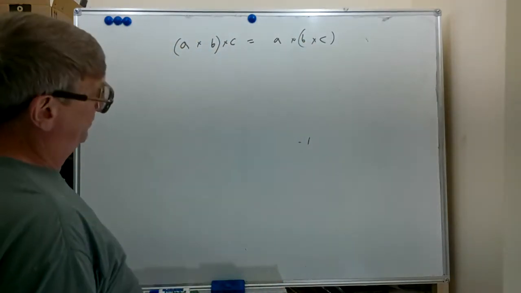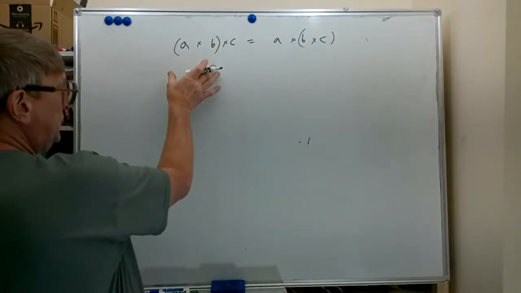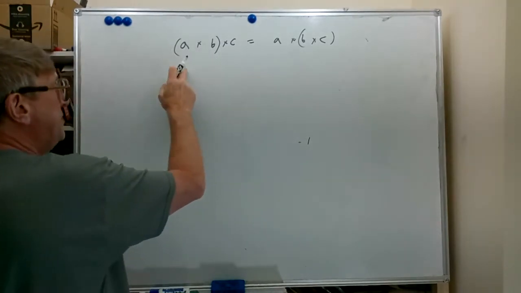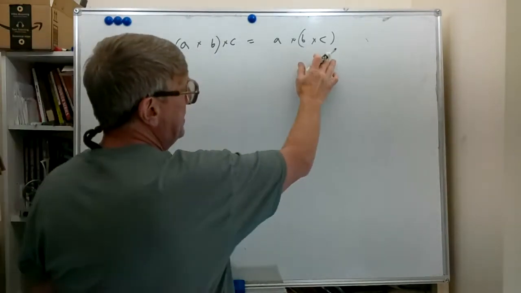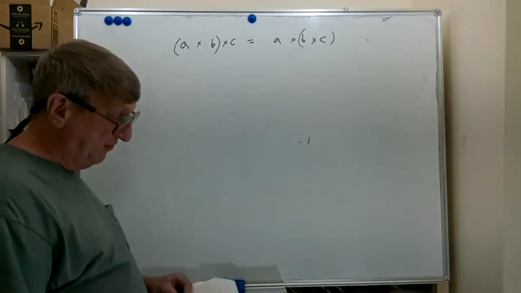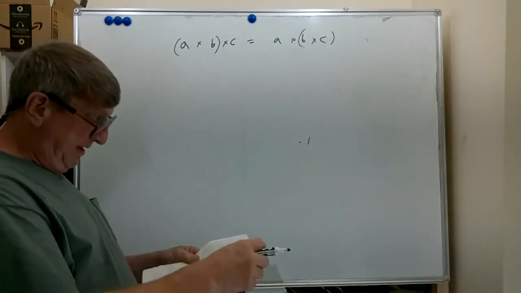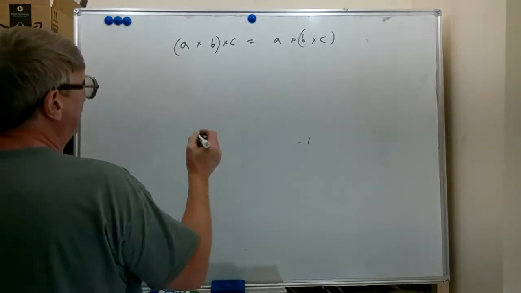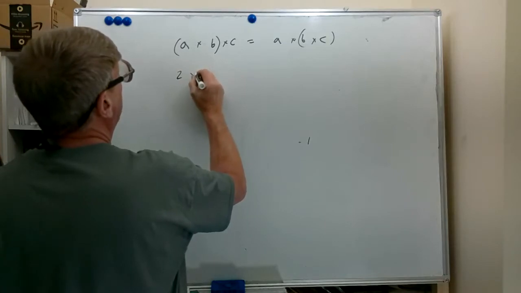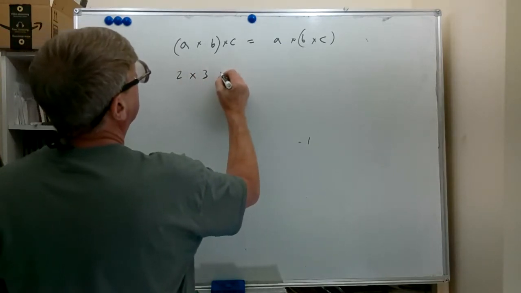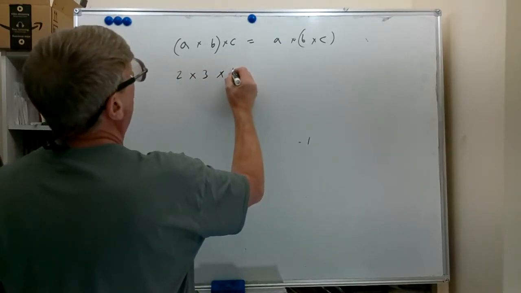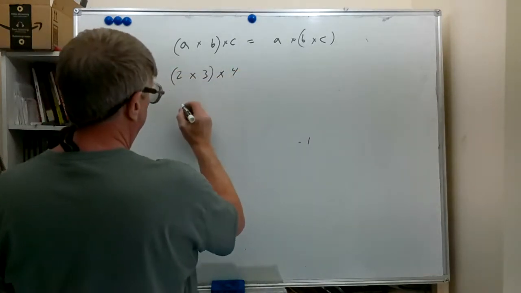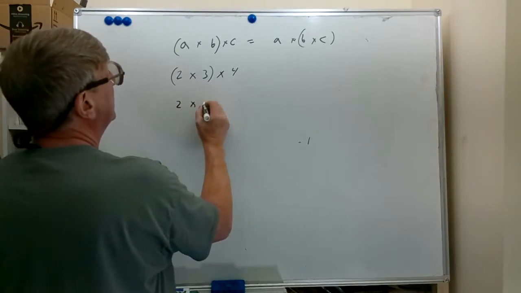So, what I'm saying here, A times B times C, if I associate the B with the A, or if I associate the B with the C by using the parentheses, then I'm going to get a similar result. Well, let's do a couple examples. Let's do 2 times 3 times 4. And we'll do the same example, but we'll associate it differently.